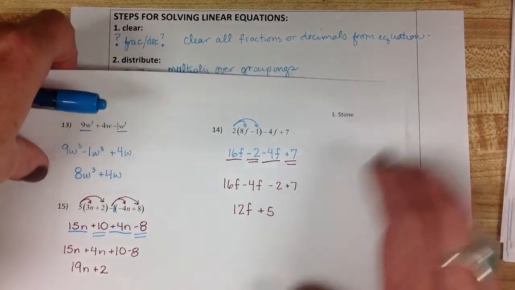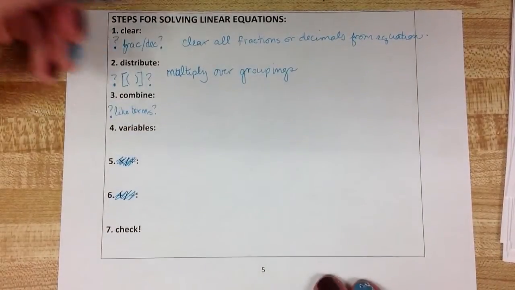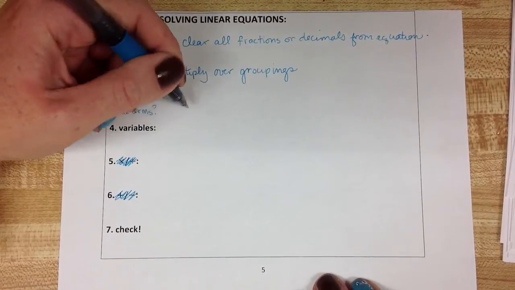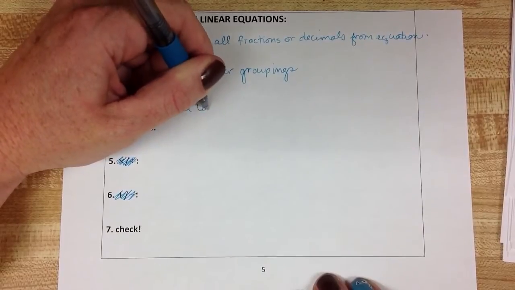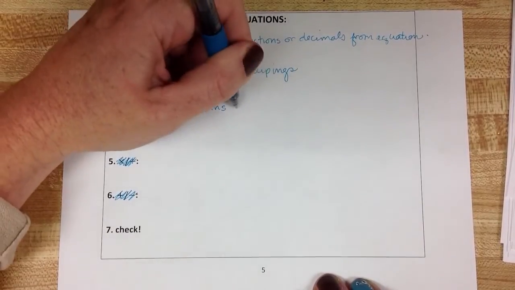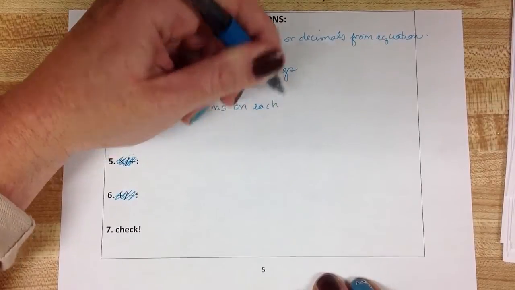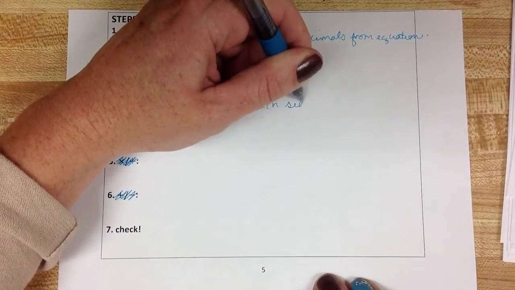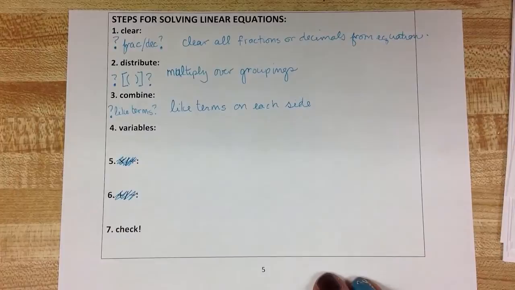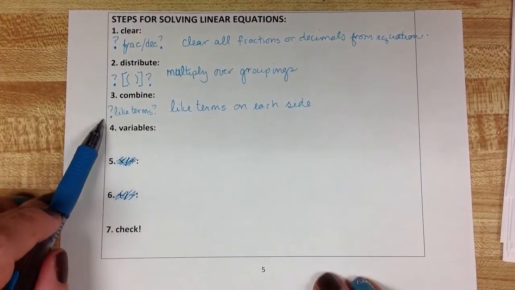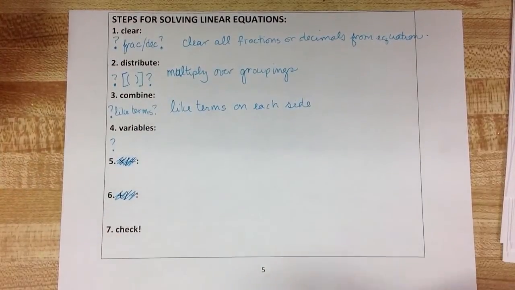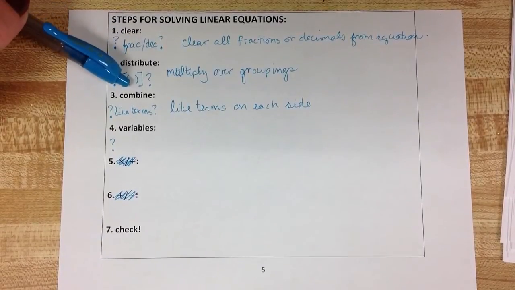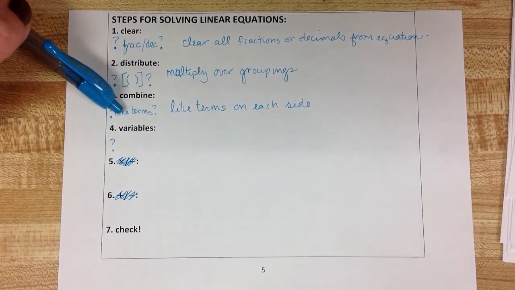So you're going to look at the expression on the left side of your equation and combine any like terms that you have, and then you're going to look at the expression on the right side of your equation and combine any like terms that are on that side. Okay. So by the time you're done with step 3, you're going to have two expressions, one on each side of your equal sign. They won't have any fractions in them, they won't have any parentheses in them, and all of the like terms will be gathered.